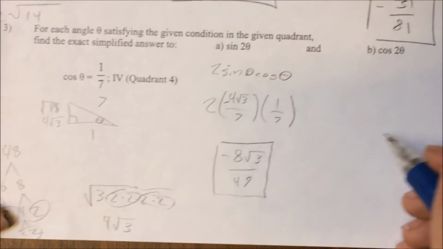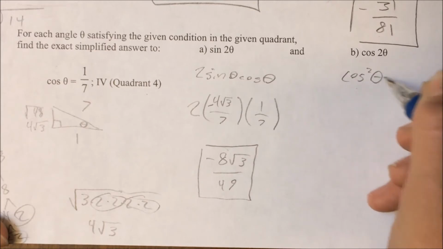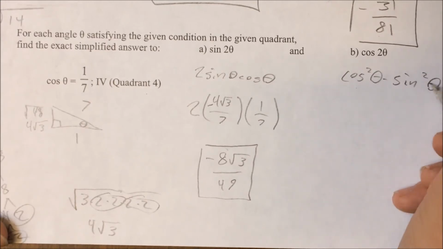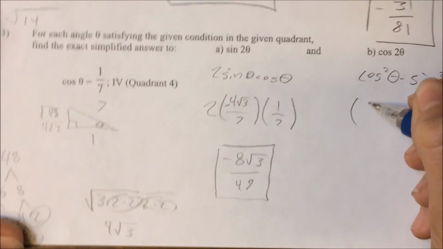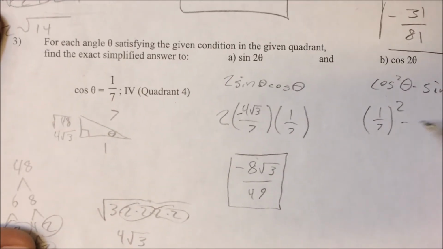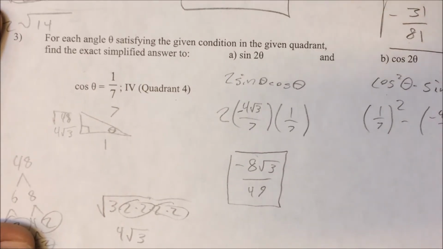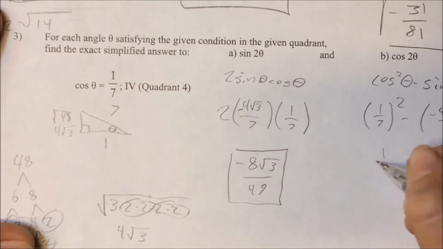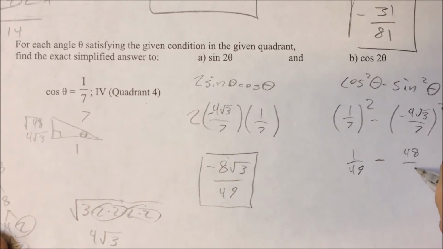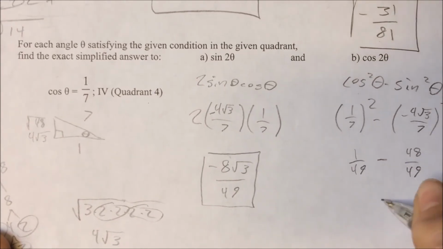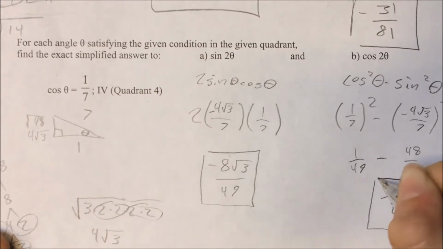And then for B, you have cosine squared minus sine squared. And then, so cosine is 1/7, minus negative 4 root 3 over 7 squared. So 1/49 minus 48/49 is negative 47/49. And that's the answer.